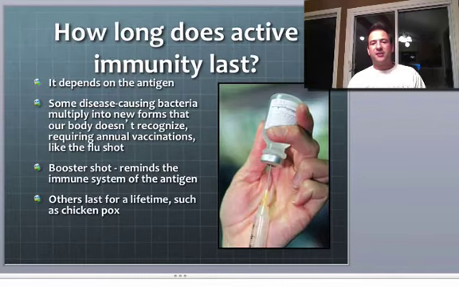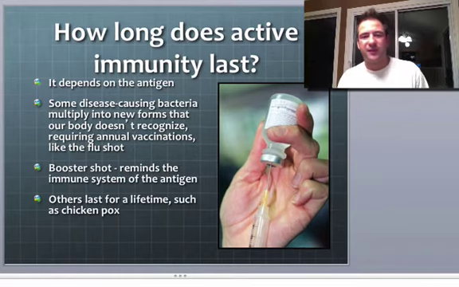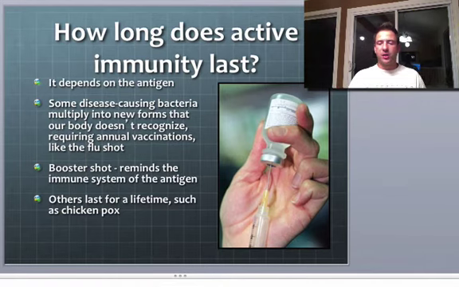Now, how long does active immunity last? Well, it depends on the antigen, really. Some disease-causing bacteria multiply into new forms that our body doesn't recognize. So this requires an annual vaccination, things like the flu shot. I don't know if you guys have had flu shots. I know I've had a few.